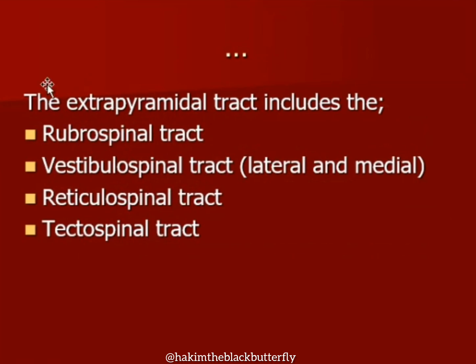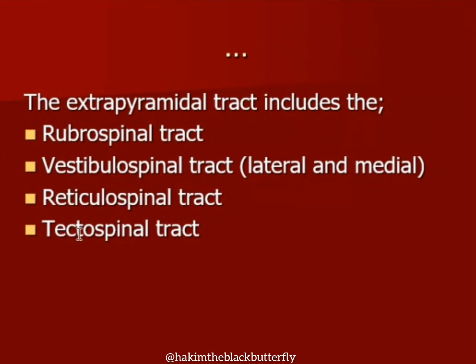As for examples of the extrapyramidal tract, we have four major tracts under the extrapyramidal: rubrospinal, vestibulospinal, which has a lateral and medial, reticulospinal, and tectospinal. These are the four components which are under the extrapyramidal tract. But for the pyramidal tract, we saw two, corticospinal and corticobulbar. But under the extrapyramidal tract, we have rubrospinal, vestibulospinal, reticulospinal, and tectospinal.